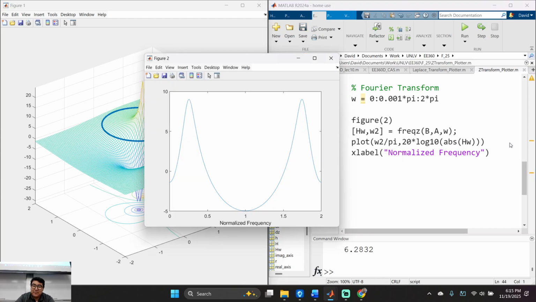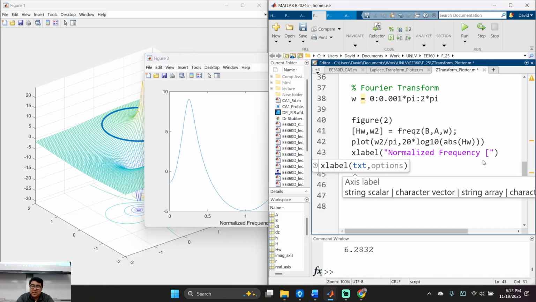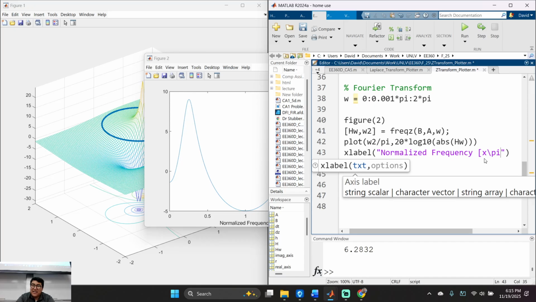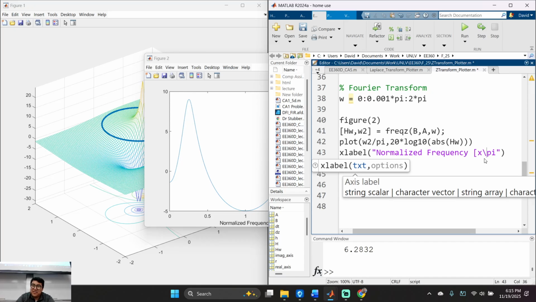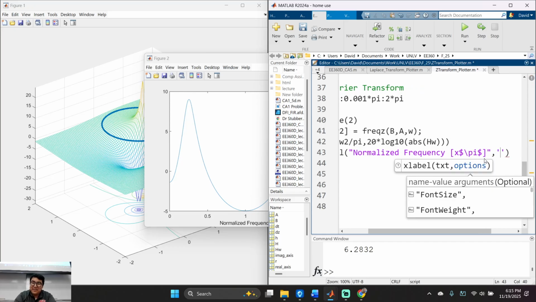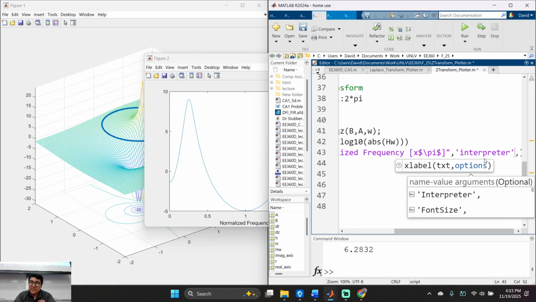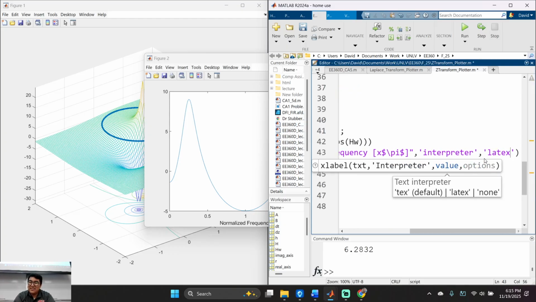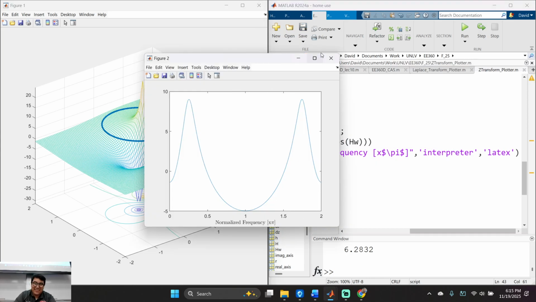And is that better? Normalized frequency. And then I'll just do times pi. Oh, dollar sign. There we go, dollar sign. Okay. Dollar sign. Interpreter LaTeX. There you go. Yay! You guys like that? Put a little pi symbol.